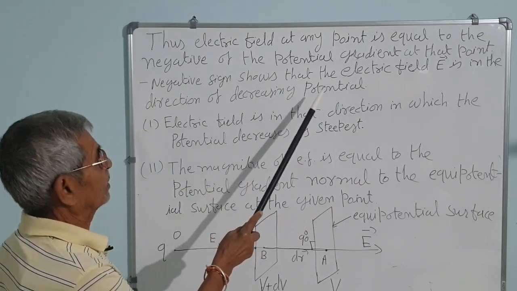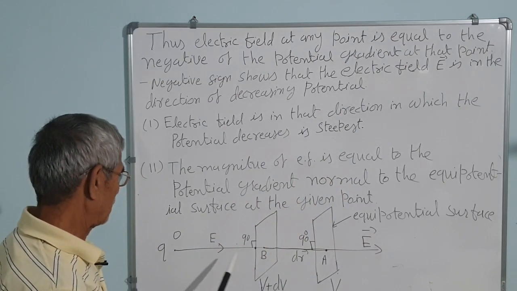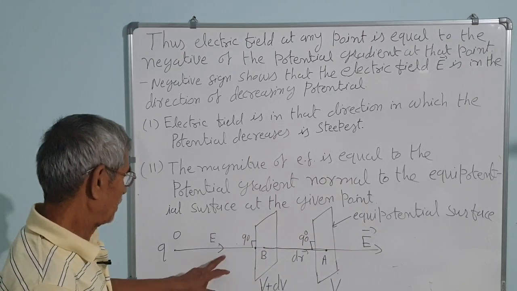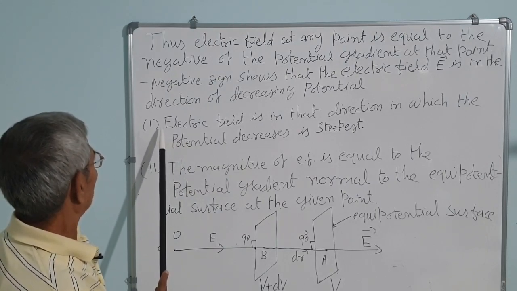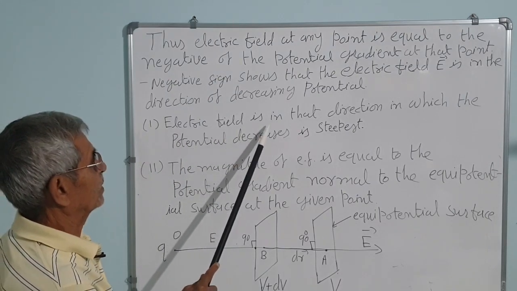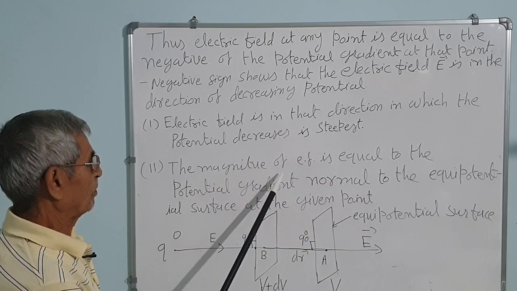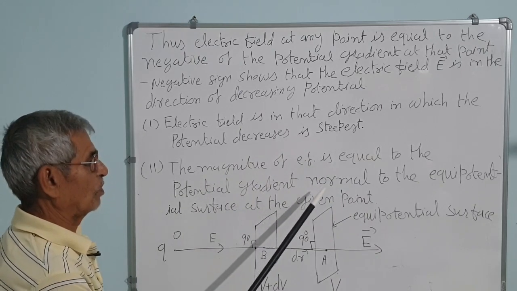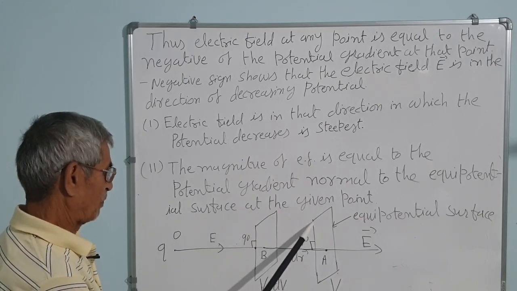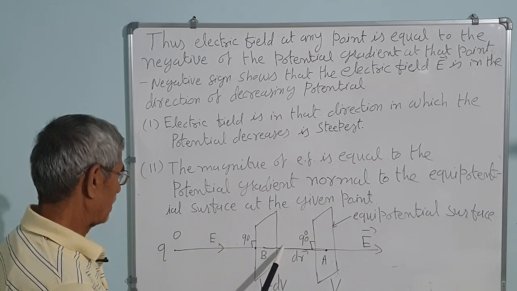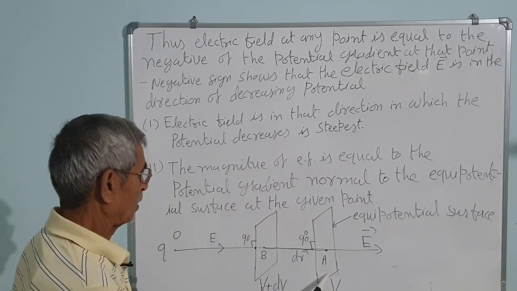The negative sign shows that the electric field E is in the direction of decreasing potential. This is the direction of electric field, and potential is decreasing in this direction. Points to remember: number 1, electric field is in that direction in which the potential decreases steepest. Number 2, the magnitude of the electric field is equal to the potential gradient normal to the equipotential surface at that given point. This is the equipotential surface at B, this is the equipotential surface at E, and the electric field is normal, at a 90 degree angle, to the equipotential surface. These are the equipotential surfaces.